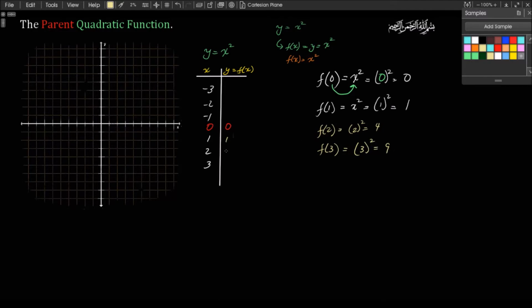That's 1, that's 2 is 4, that's 3 is 9. Okay, what's f of negative 1? Which means what's the value of the function when negative 1 is substituted for x? So it's negative 1 squared. Now negative 1 squared is positive 1.